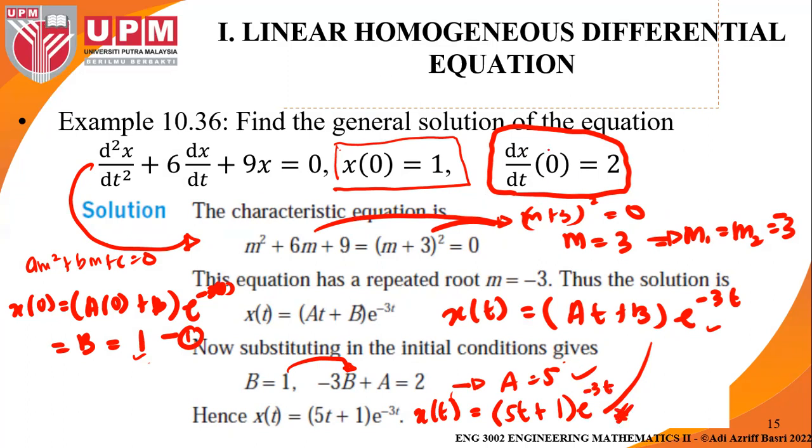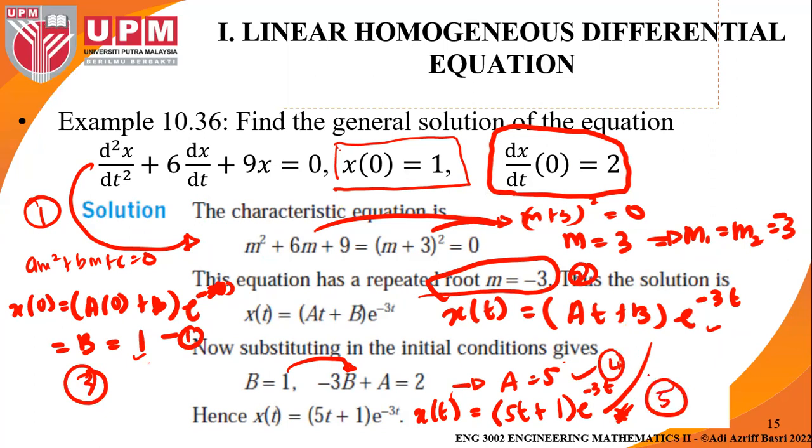So the first step, you need to change this into the characteristic equation. The second step, you need to find the root. The third step, in this condition, you have x equal to 0, so you need to find the b. The fourth step, you need to find the a. And the final step, you need to finalize the answer.